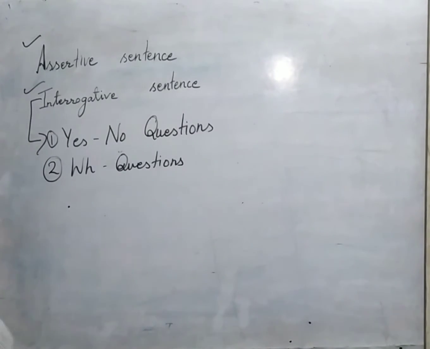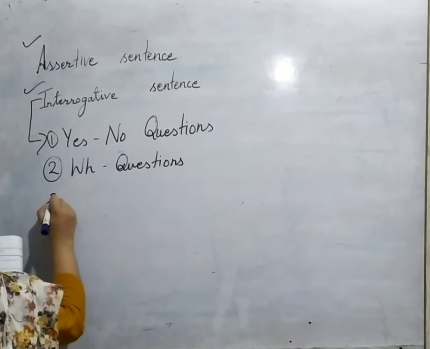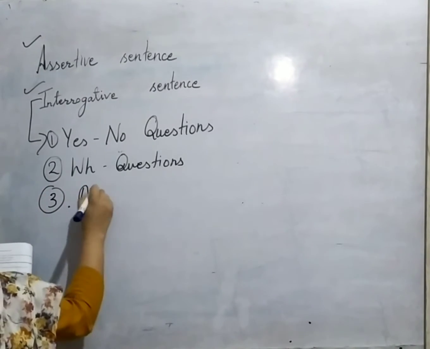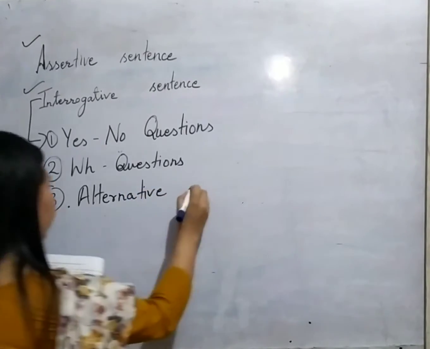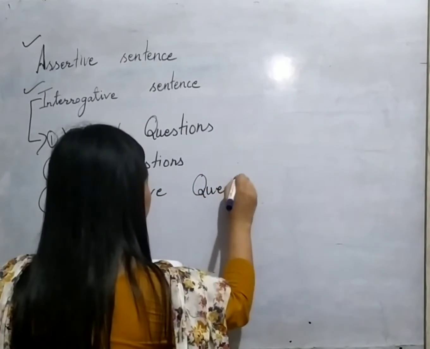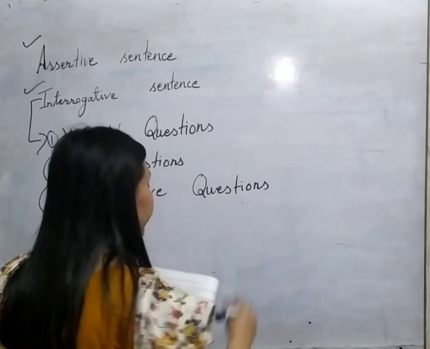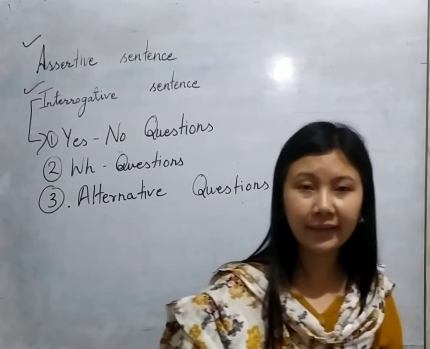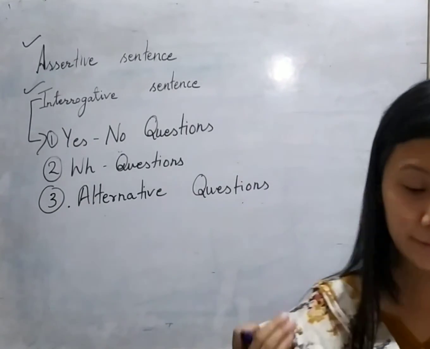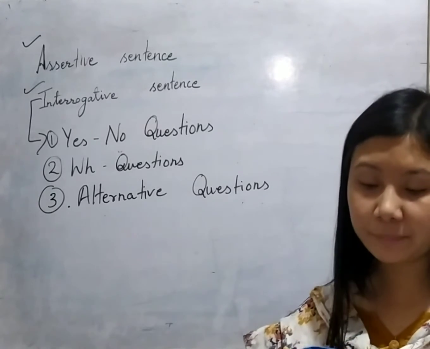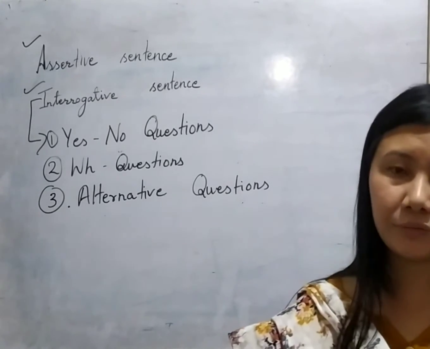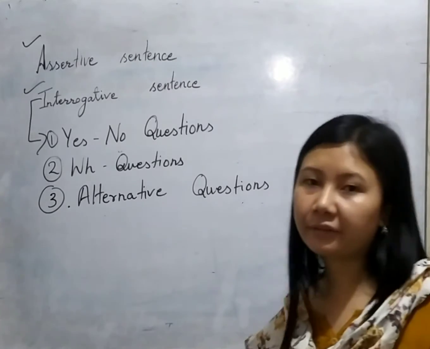Now the third kind of question that we are going to read about is alternative questions. Now, what are alternative questions? The meaning has been provided in your book. If you look over there, it's written: the reply to alternative questions is one of the options given by the question itself. So the answer of this kind of question will be a part of the question itself.